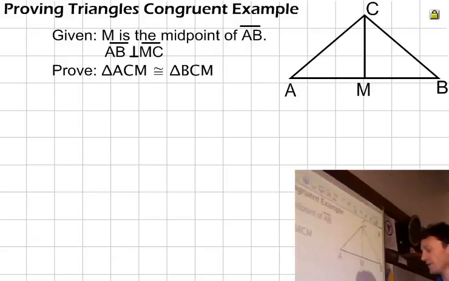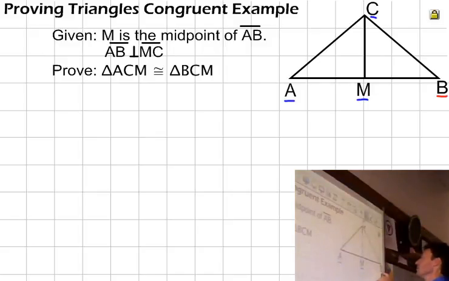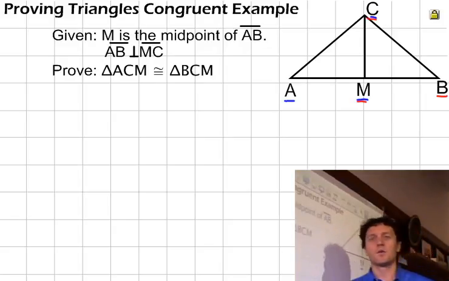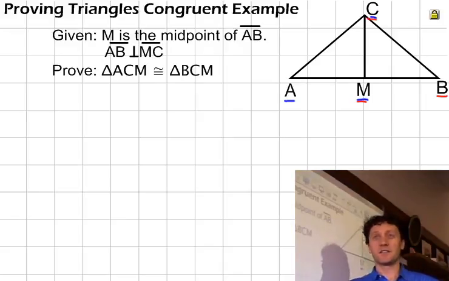Let's prove here that triangle ACM is congruent to triangle BCM. So I've got ACM. I'm going to try to prove that that triangle is congruent to triangle BCM. Okay, so we're going to use one of those three postulates that we just talked about. So we either have to find three sides that are congruent, we have to find a side angle side, or we have to find an angle side angle.